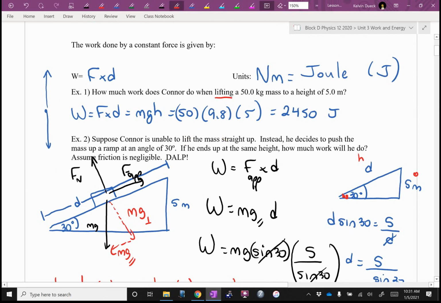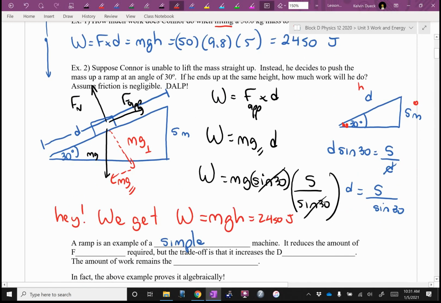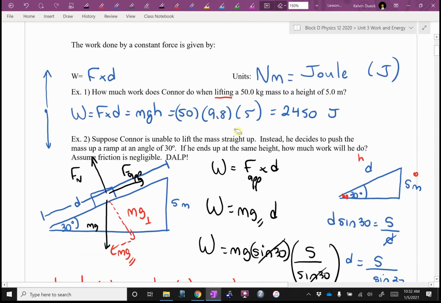Can you go 50 times 9.8? 490, yes? And sorry, this should have been 245, right? 50 times 9.8 times sine 30 on your calculator? Yes? Okay. So how big is mg parallel? 245. How big is lifting straight up?